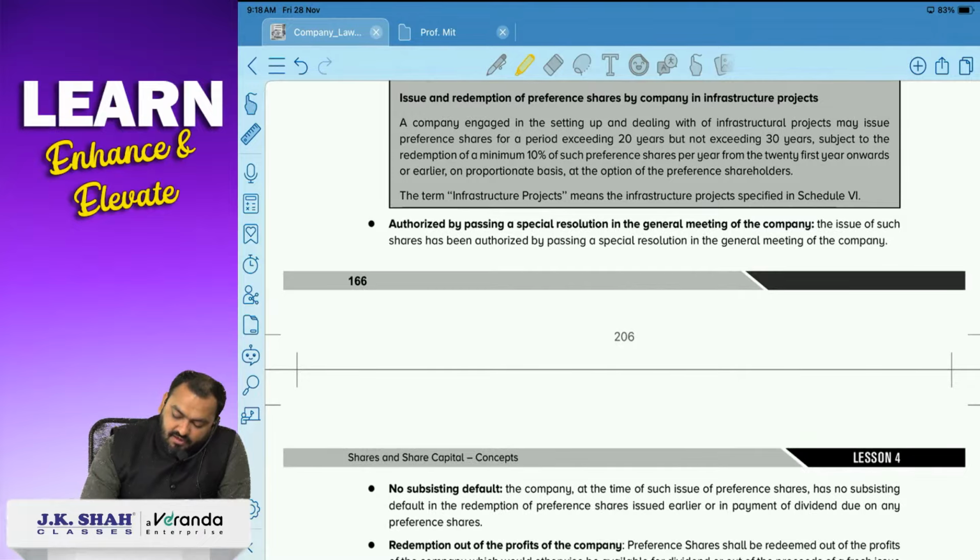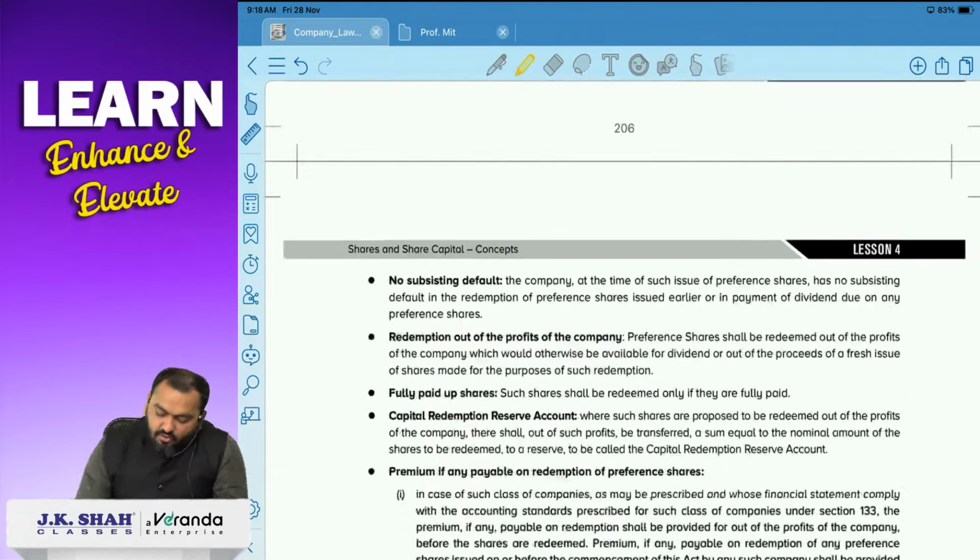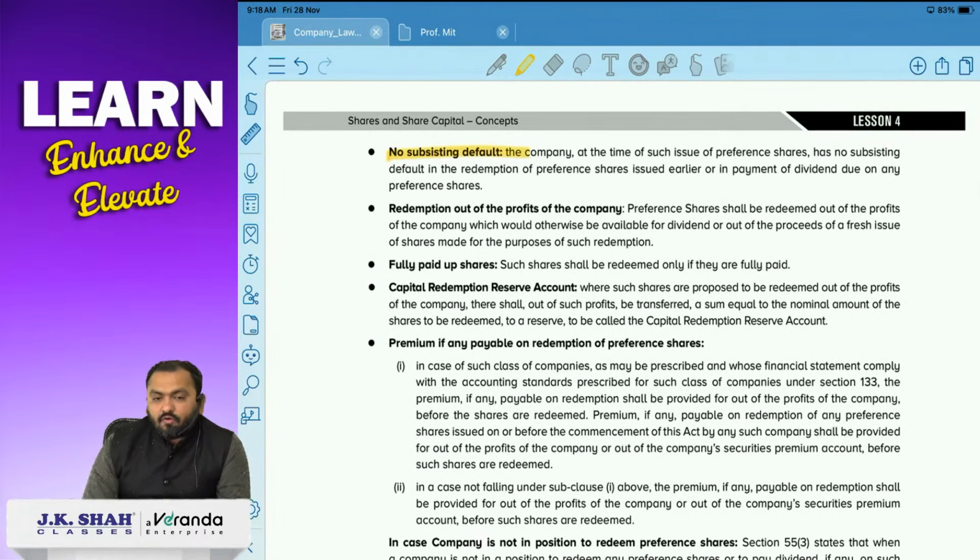Then you need to pass SR. We did this point. For issue of preference shares, special resolution is required to be passed. Then company must not have made any default and default must not subsist. Then redemption must be done out of what? Out of the profits of the company, or out of the proceeds of fresh issue made for the purpose of redemption. Which shares can be redeemed? Only fully paid up preference shares can be redeemed.